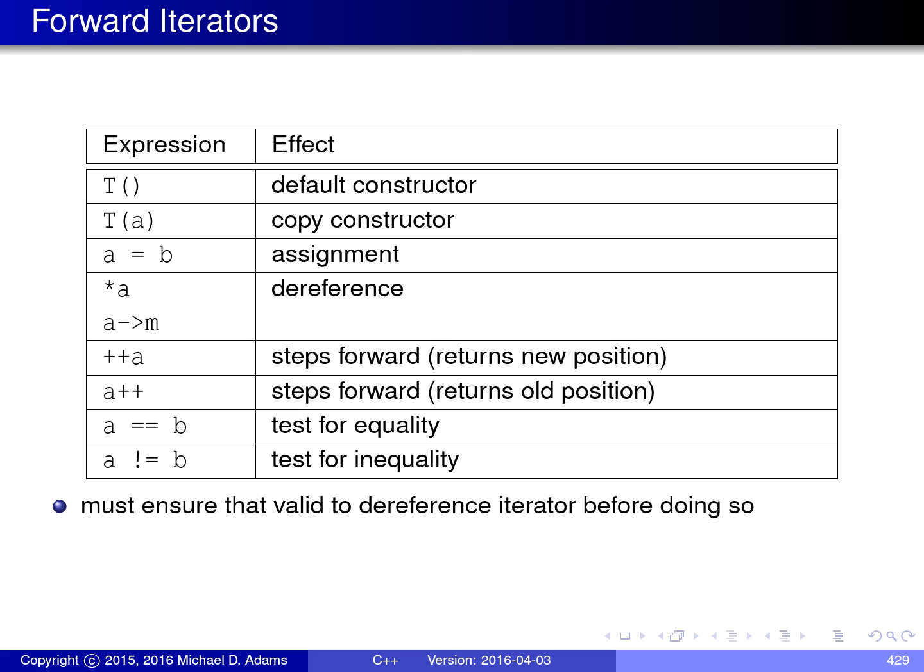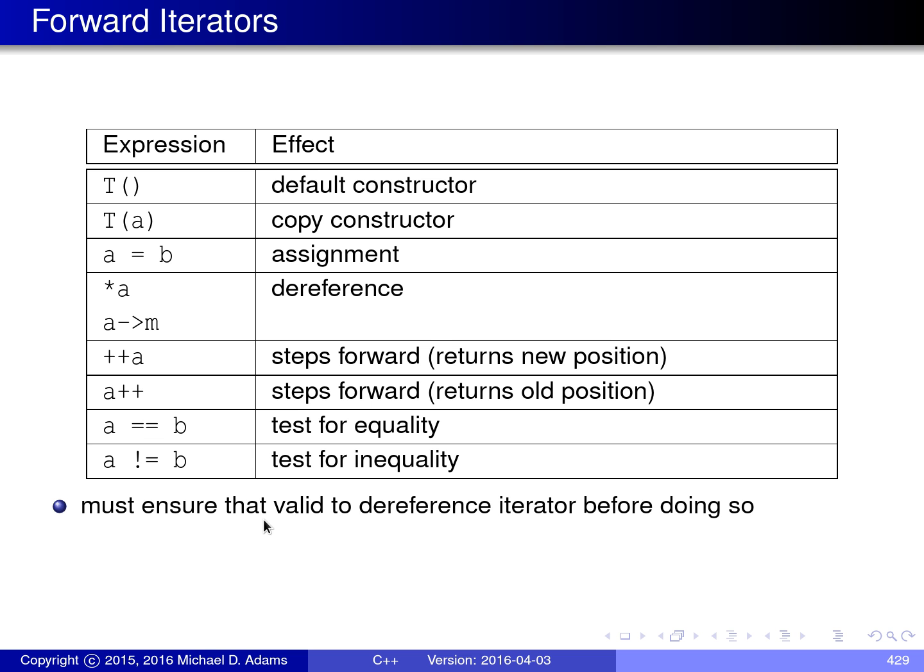This slide summarizes the operations that are provided by forward iterators. With forward iterators, we can default construct them, copy construct them, assign them. We can dereference them, and unlike the case of input and output iterators, we can dereference them as many times as we like, so forward iterators can be used in multipass algorithms. The prefix increment and postfix increment operations are provided, which step forward to the next element in the sequence being iterated over. We can test forward iterators for equality, we can test them for inequality.